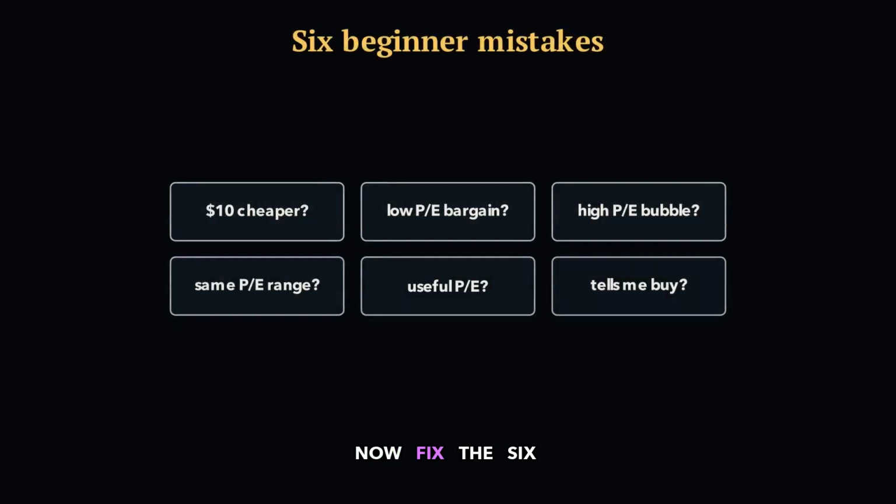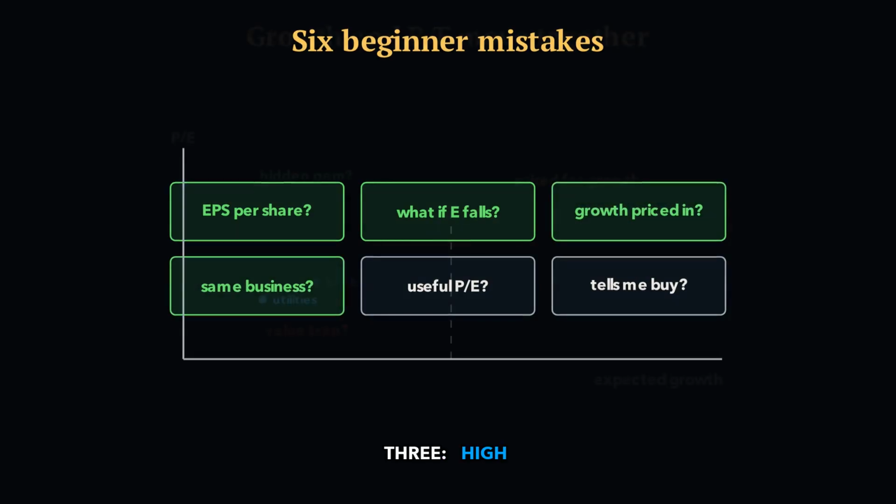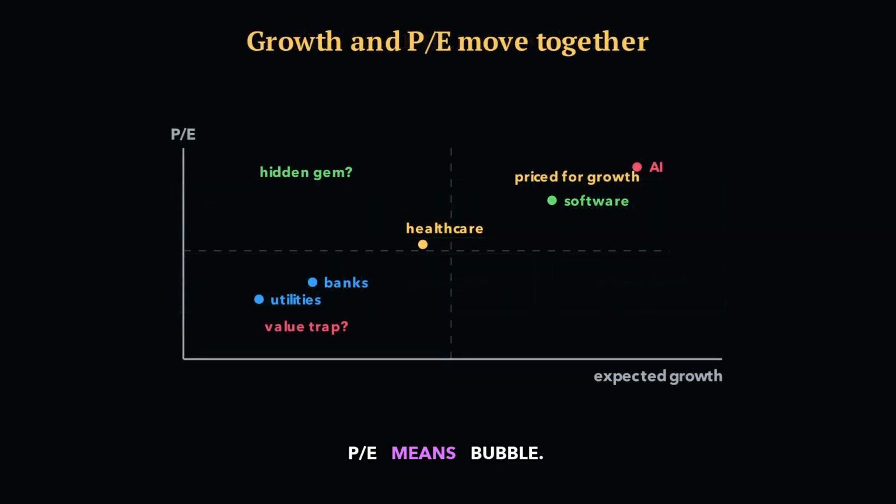Now, fix the 6 beginner mistakes. Mistake 1, the $10 stock is cheaper. Better question, how much earnings does one share represent? Mistake 2, low PE means bargain. Better question, what happens if earnings fall? Mistake 3, high PE means bubble. Better question, what growth is already priced in?